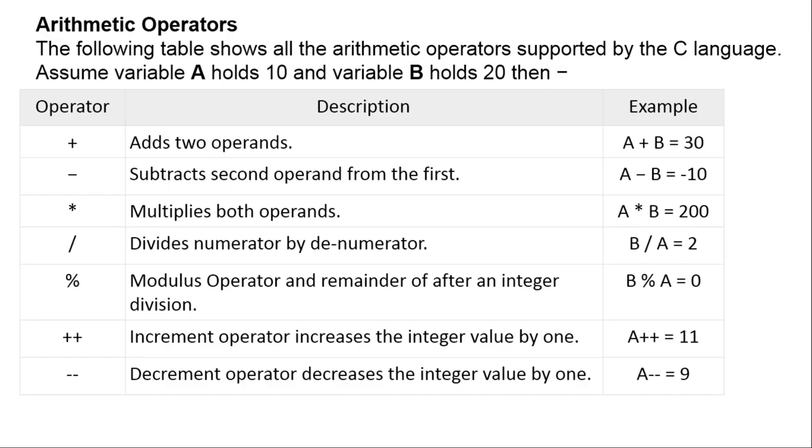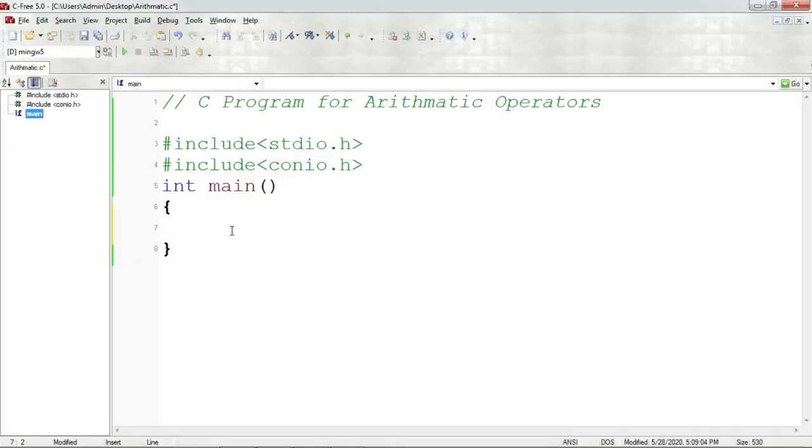Let's move on to the program. First of all, declare two header files. One is stdio.h and the other one is conio.h. Then start from the main function. The main function is very important because the execution of a program always starts from the main function. Then first of all we have to declare the variables.